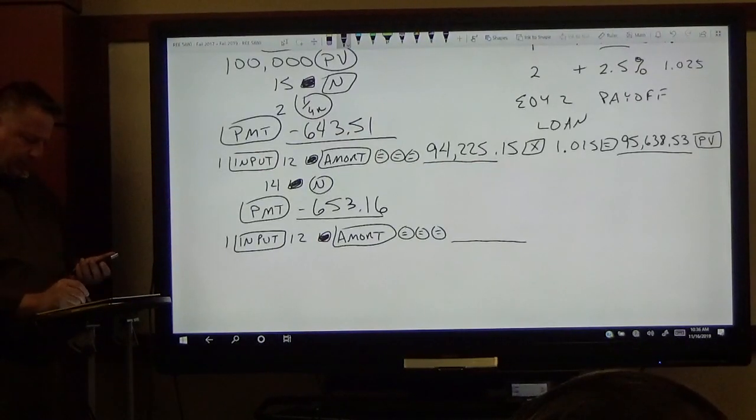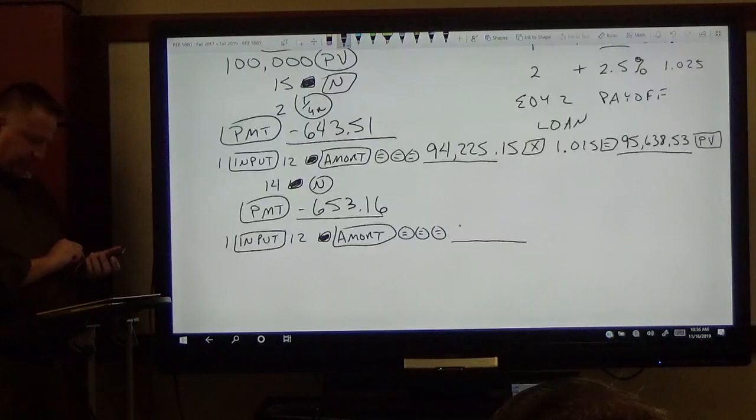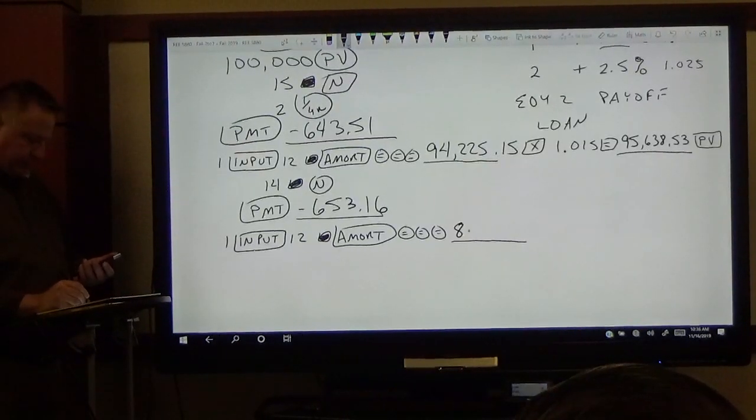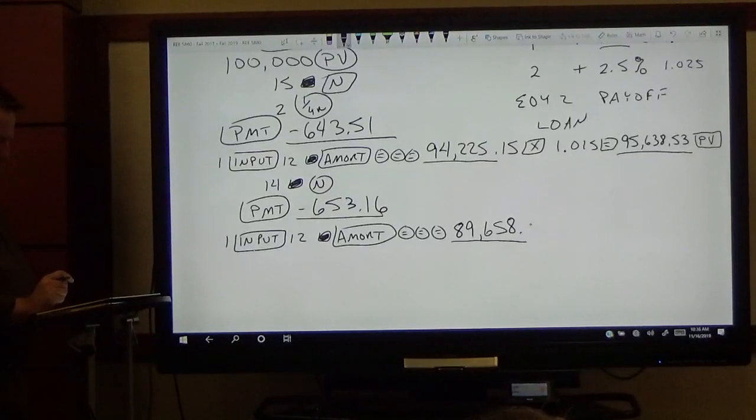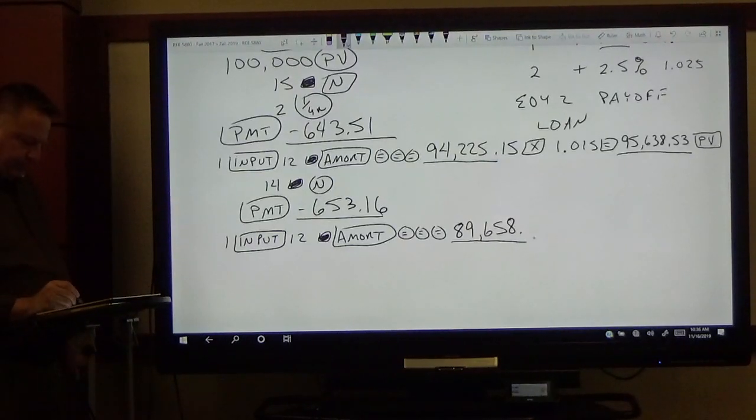What are you getting? I'm getting 90,000. Yeah, this is 115, one different. I got 89,658. Okay, all right. Looks a little bit low for whatever reason. Yeah, that's what I was thinking. The balance decreases 6,000 in the first year anyway. Yeah, that's right. Okay, I just wanted to double check.